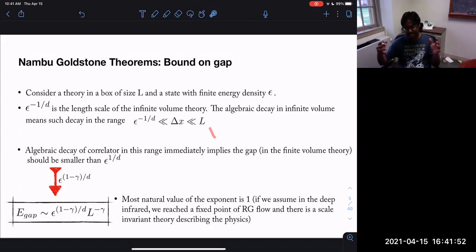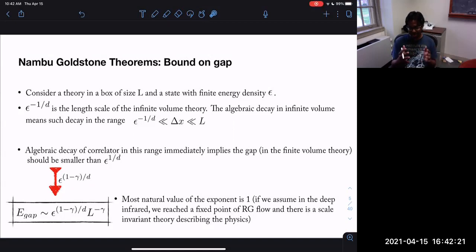And then there is a length L, which is the IR scale. If you try to probe this theory on a length scale which is much bigger than this one, but much smaller than this one, then there will be algebraic decay, because a finite energy density state will break the boost. I have not yet told you how a finite energy density state breaks the boost. I will come to that later, but for now, just believe me that a finite energy density state breaks boost.